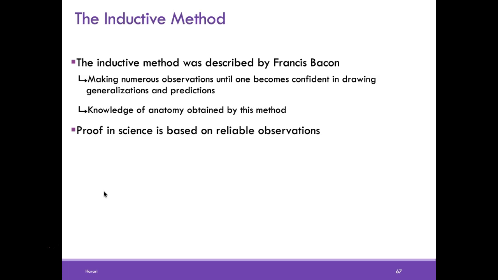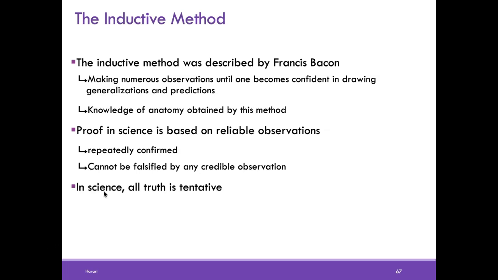Proof in science is based on reliable observations that can be repeatedly confirmed, and it cannot be falsified by any credible observation. Meaning, it's not proof if it could be falsified. If one person observes a difference, then it is no longer considered proof. It's no longer true in science. Right? So all truth is tentative, ever changing. We need proof beyond a reasonable doubt in science.